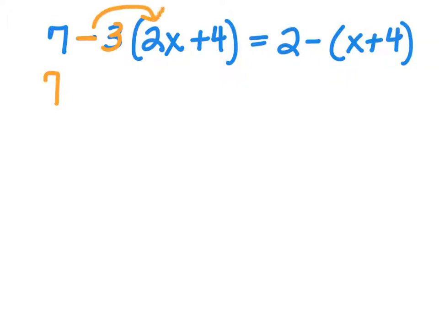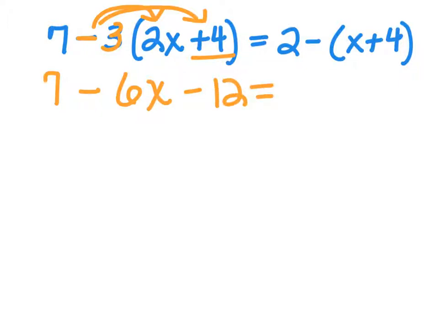So -3 times 2x is minus 6x. And then I'm going to do -3 times a positive 4, which is -12. On the other side, I just keep my 2. And then in the second part, it says minus, and then it's got this parenthesis. So it's basically minus everything inside here, or you can think of this as there being a 1 here and distributing a -1. So if I do -1 times x, that's -x, and then -1 times -4 turns into +4. Now we just have a normal equation that we should know how to solve.